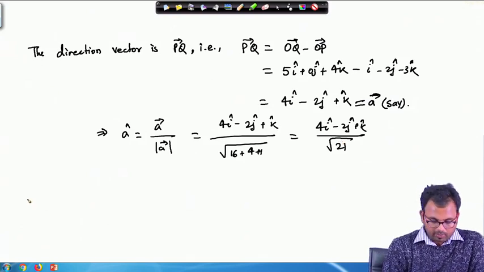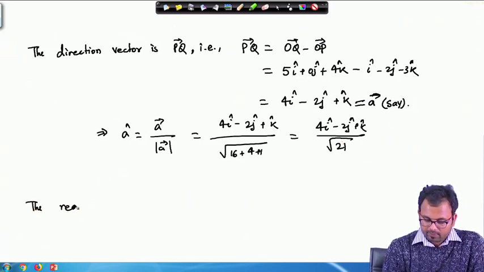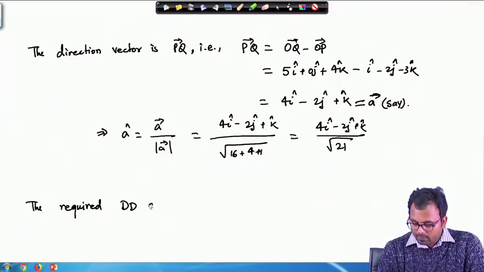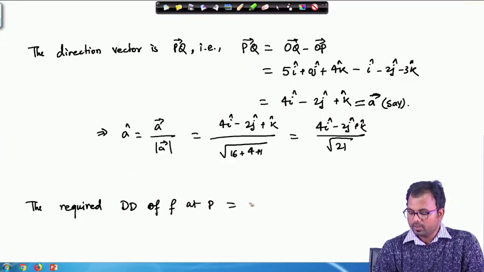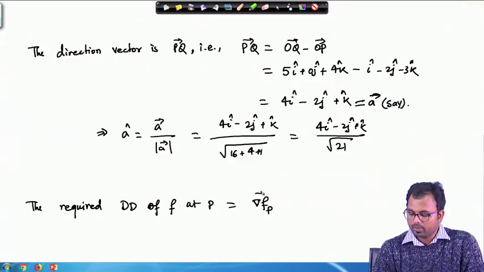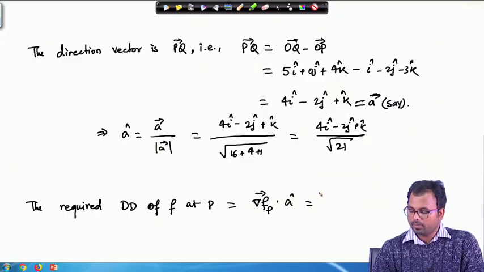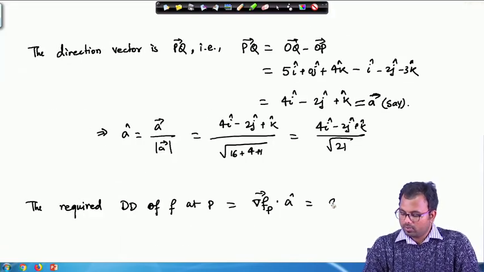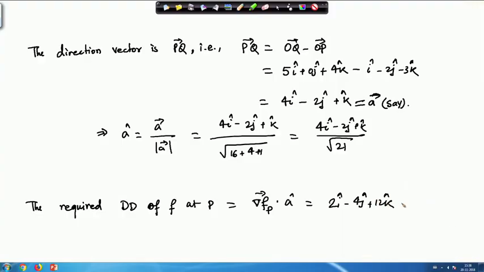And now, the required directional derivative of f at the point p is given by the gradient of f at the point p dot product with a cap. The gradient of f at the point p is 2i minus 4j plus 12k. So, this is 2i minus 4j plus 12k dot product with (4i minus 2j plus k) over square root of 21. So, whatever you get after the simplification.